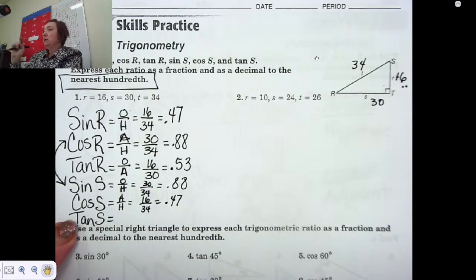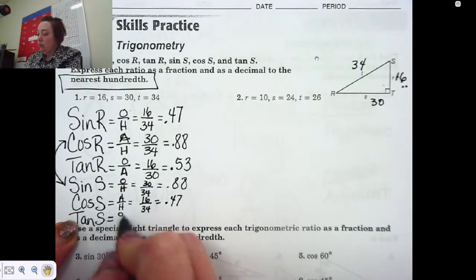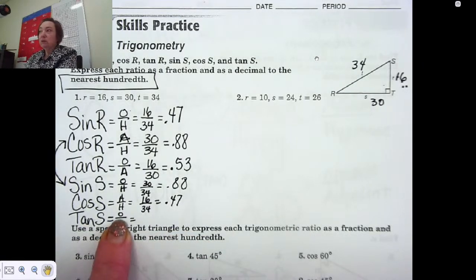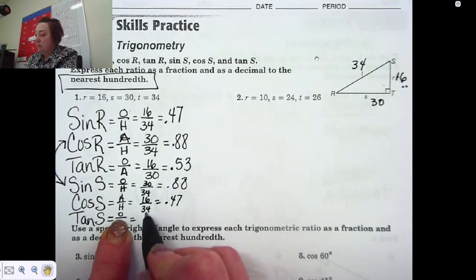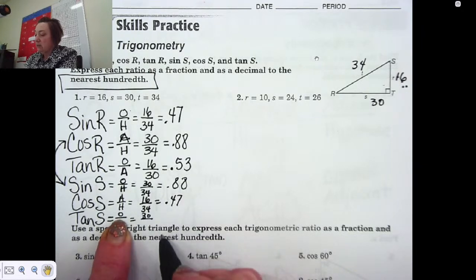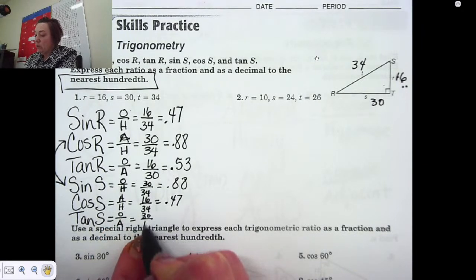What about tangent? Some old hippie caught another hippie tripping on acid. So, what does O stand for? Opposite. So, what's the opposite side for angle S? 30. What is the adjacent side for angle S? 16. So, 30 over 16.